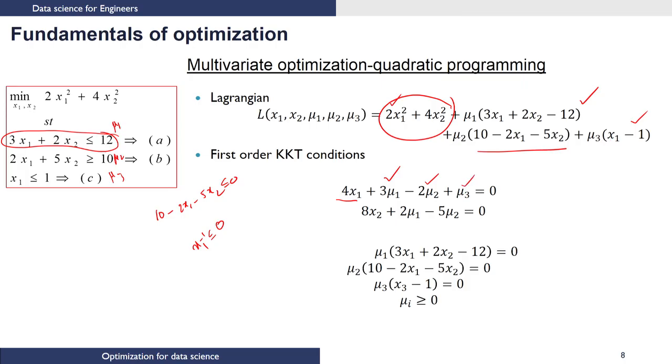So, this equals 0. Basically, this is the equation you have. Then when I differentiate the same expression with respect to x2, I get 8 x2 from this term, from the second term I get 2 mu 1, I get minus 5 mu 2 from this term, and from this term I get nothing because it is only a function of x1. So, I get this equals 0.